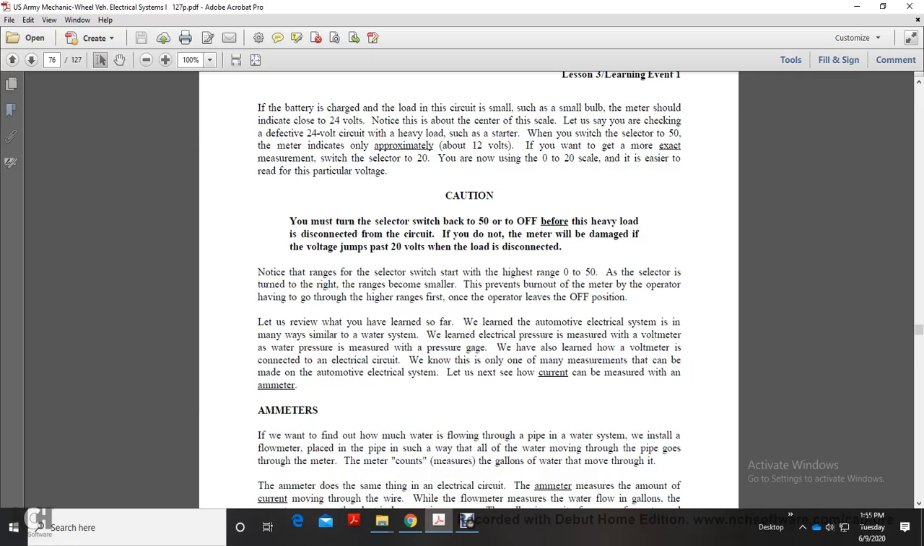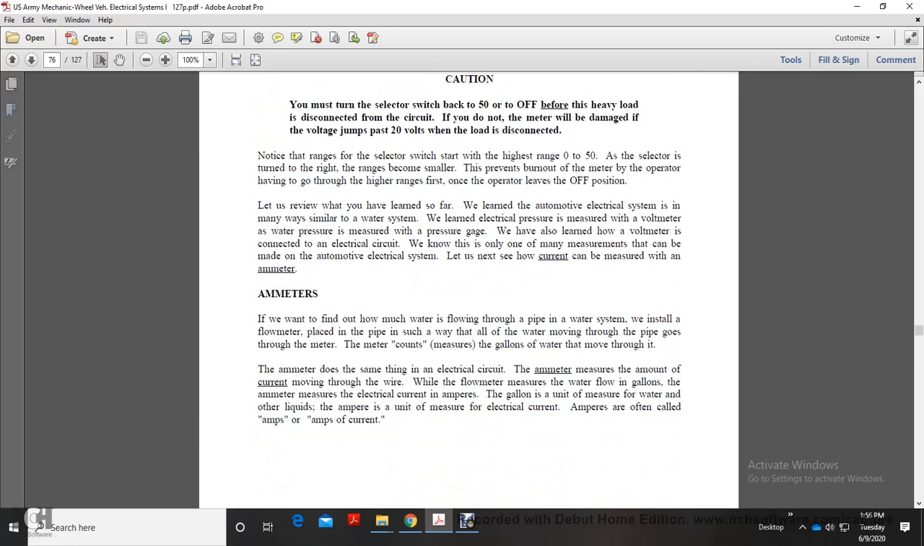Caution: you must turn the selector switch back to 50 or off before the heavily loaded circuit is disconnected. If you do not, the meter will be damaged by the voltmeter going past 20 volts when the load is disconnected. Notice the range of the selector switch. With the highest range from 0 to 50, the selector switch is turned to the right as the range becomes smaller. This prevents burning out the meter, so always go through the high ranges first, and then leave the switch in the off position. Let's review what you've learned first.